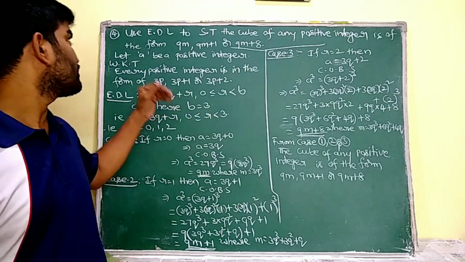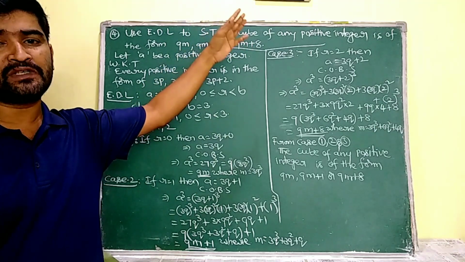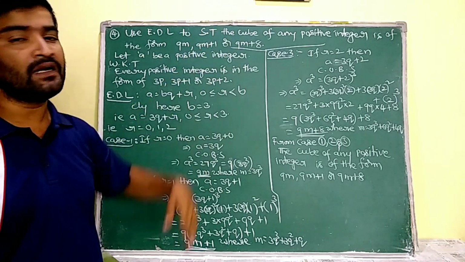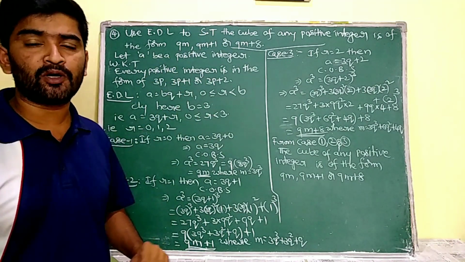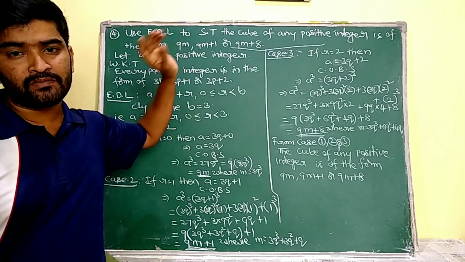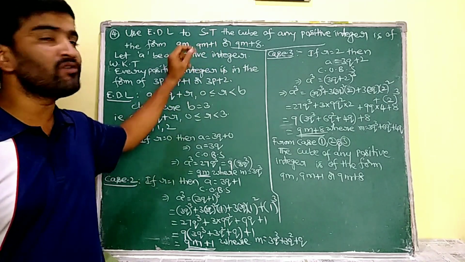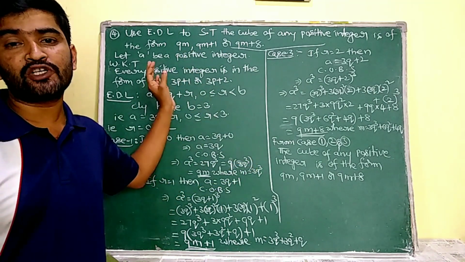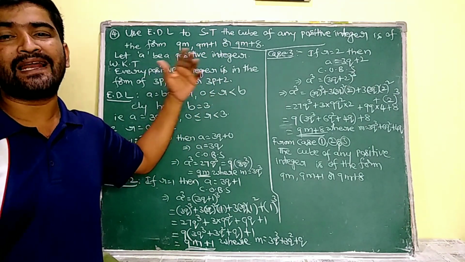See, fourth question. Use Euclid division lemma to show that the cube of any positive integer is of the form 9m, 9m plus 1 or 9m plus 8. It's a very important problem. According to the problem, if I compare it with the Euclid division lemma, our b value is 9. Then it is going to be 9 cases, from 0 to 8, and it is cubing now. It is going to be a lengthy problem.